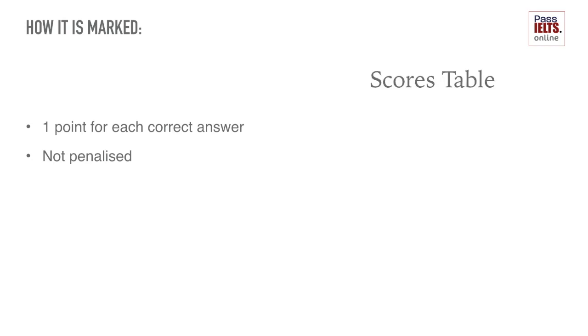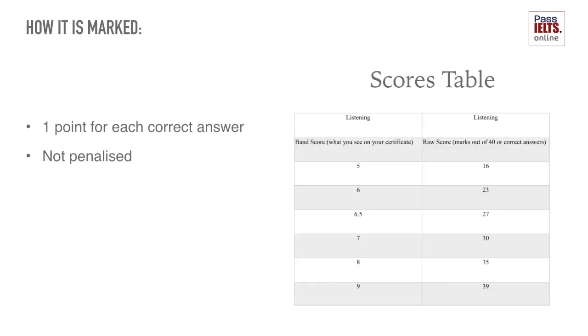Now we're going to look at how it is marked. Markers will check your answers and give you a point for each correct answer. You aren't penalised for getting an answer wrong. Here's a table with the scoring system so you can see how many answers you need to get right in order to get the score you need. You have the band score on the left and the raw score on the right, which is how many answers you get right out of 40 in total. So, for example, if you get 36 right, then you will get an 8, and if you get 34, you'll get a 7.5.